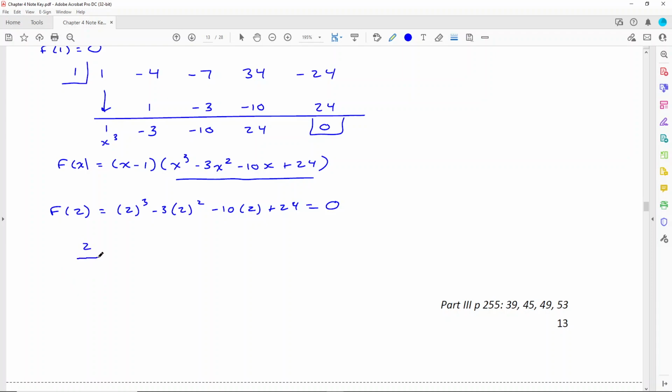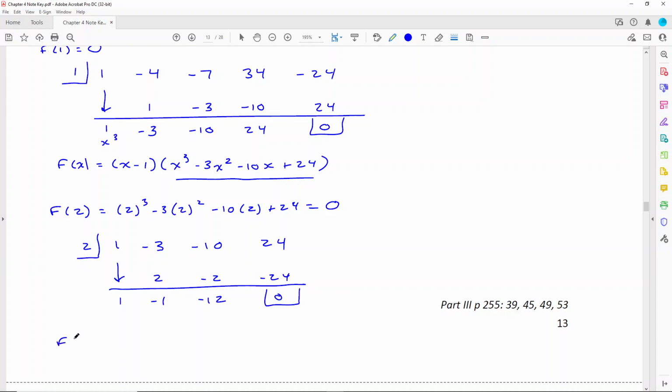So I'm going to divide 2 into, and I'm going to pull off my coefficients: 1, -3, -10, and 24. All right, I'm going to pull down the first term, 1. I'm going to multiply, add, multiply, add, multiply, and add. I got a remainder of 0.